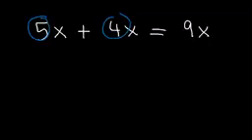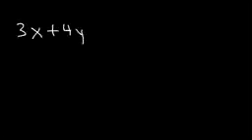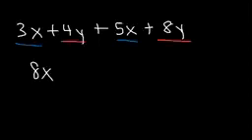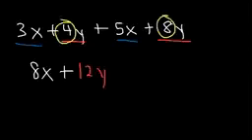Now, let's say you have another expression, 3x plus 4y plus 5x plus 8y. You can't add 5x and 8y because they're not like terms. However, you can add 3x and 5x. That's going to equal 8x. And you can also add 4y and 8y. That's going to be 12y. So you can add the coefficients of like terms.